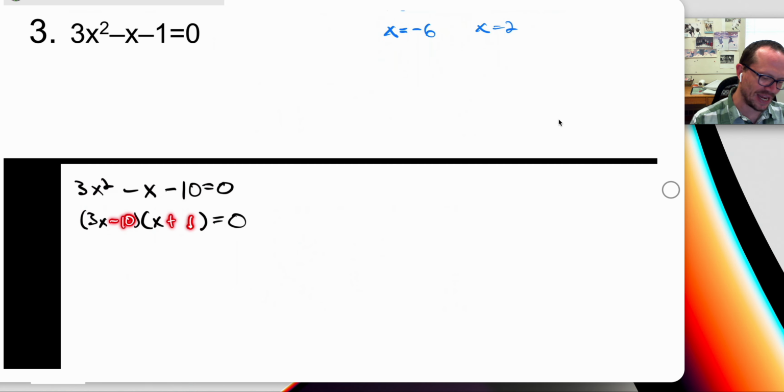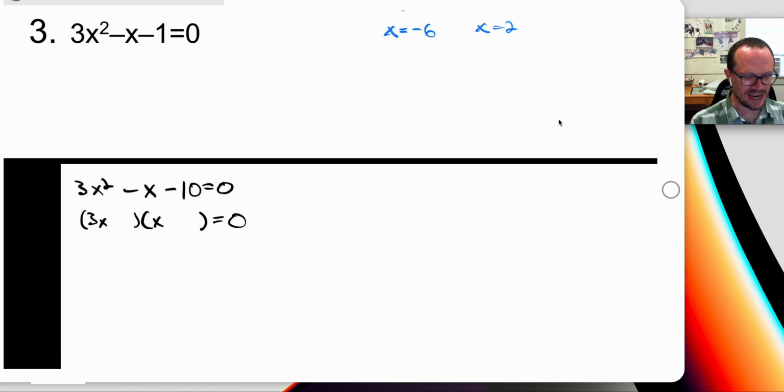Then when I expand the 1 and the 3x and the negative 10 and the x, I'm going to have a 3x and a minus 10x. That's not going to give me a minus x. So I could switch it around, plus 1 minus 10, but same problem. This minus 10 and the 3x is 30x and 1x. That's not going to give me a minus x either.